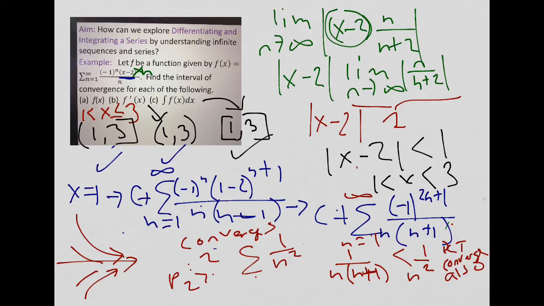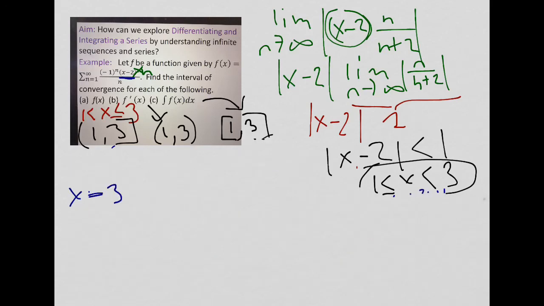So you know what? This endpoint is convergent, so we want to include it in the interval of convergence. So that's why we have a bracket, and that's where we're going to say that there is an equal sign over here, guys. So let's check the other endpoint. Let me erase this. Okay, so already start setting it up. We're going to check x equals 3.